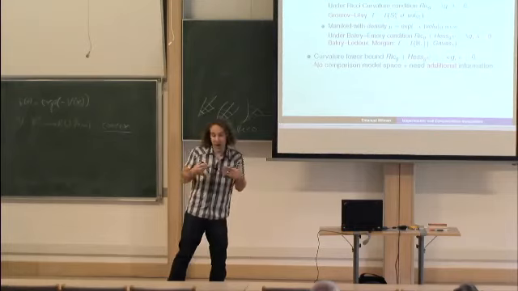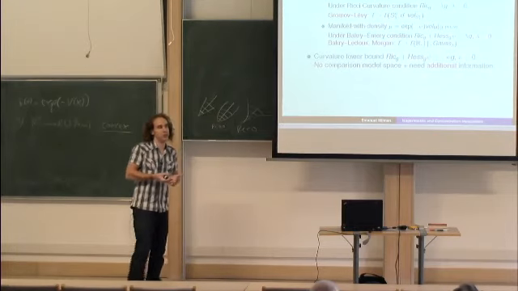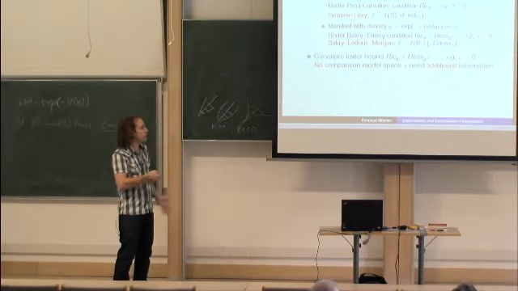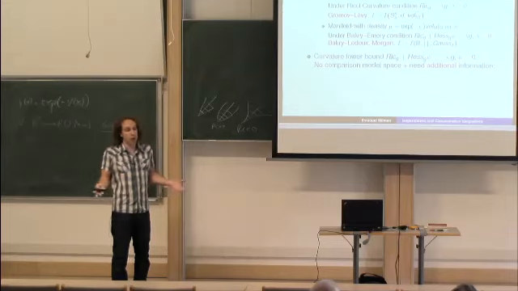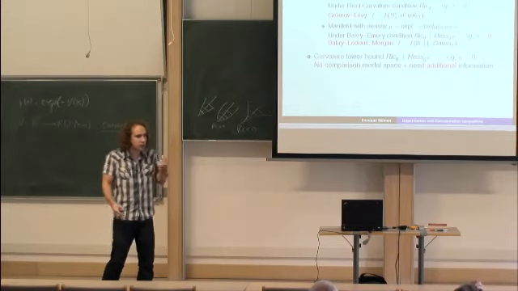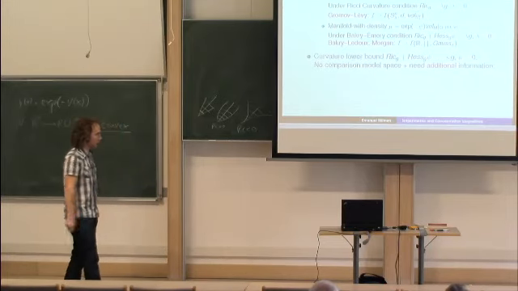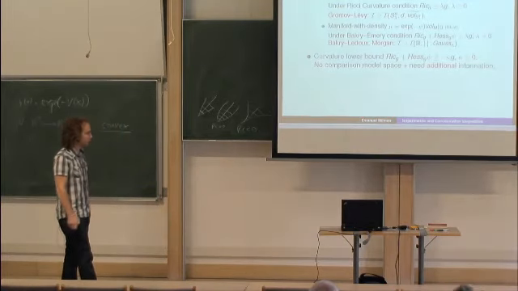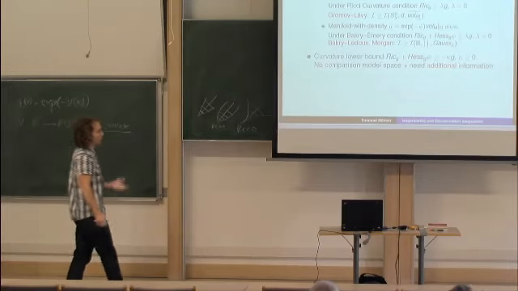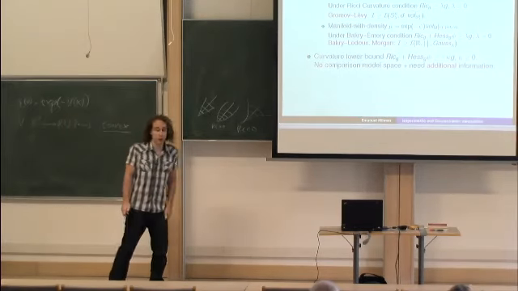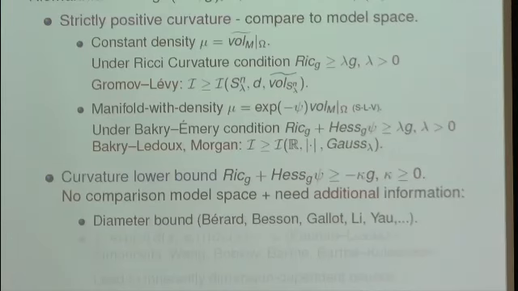In other words, without any additional information, the isoperimetric inequality on this type of space will be as bad as we want. It's easy to construct examples. So we really need some additional information to obtain an isoperimetric inequality here. So let's see what type of additional information has been used in the literature. So the approach in the 70s and 80s by the Riemannian geometry community, people like Bérard, Besson, Gallot, Li, and Yau, was to impose some upper bound on the diameter of the space.